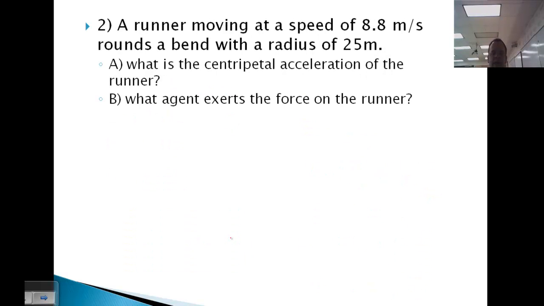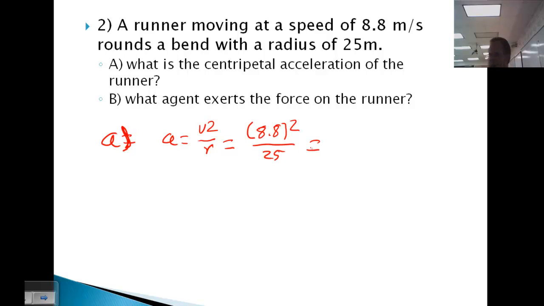A runner moving at a speed of 8.8 meters per second rounds a bend with a radius of 25 meters. What is the acceleration of the runner? And what agent causes this acceleration? So for part A, we're looking for acceleration. We know acceleration is v squared over r. So 8.8 squared divided by 25. This person has an acceleration of 3.097 meters per second squared.